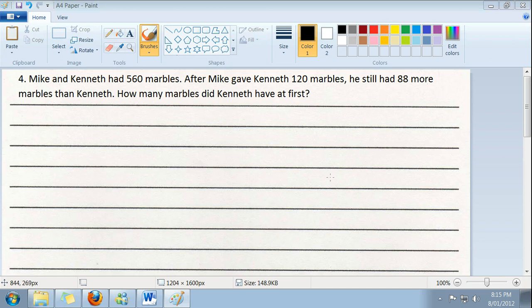Alright, let's go over the problem from the last lesson. Number 4. Mike and Kenneth had 560 marbles. After Mike gave Kenneth 120 marbles, he still had 88 more marbles than Kenneth. How many marbles did Kenneth have at first? Alright.